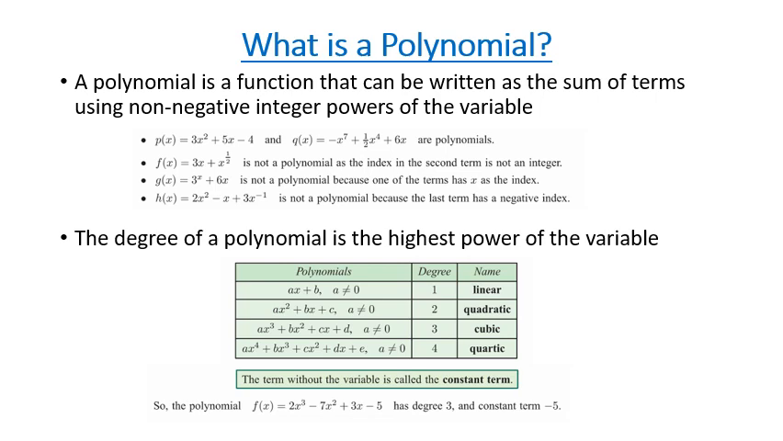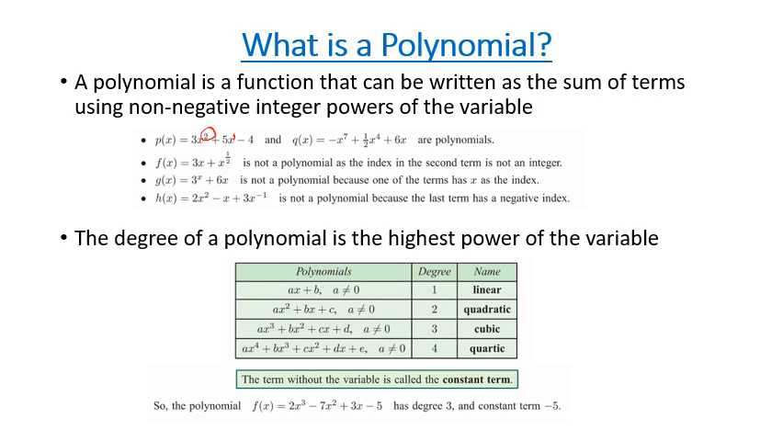So essentially it's just a function that can be written as the sum of terms, basically where we have integers to a power and variables to a power where those powers are positive. All right, so as an example, you can see in our first one here, p of x, we've got 3 to the power of 2, and x is obviously to the power of 1, being positive, which is great.